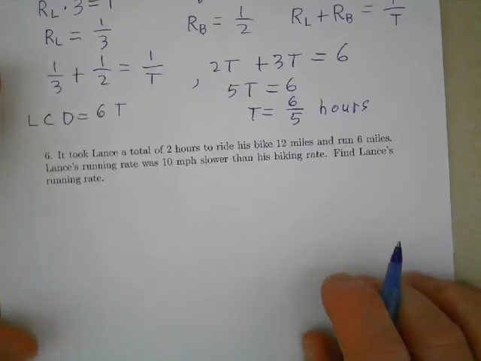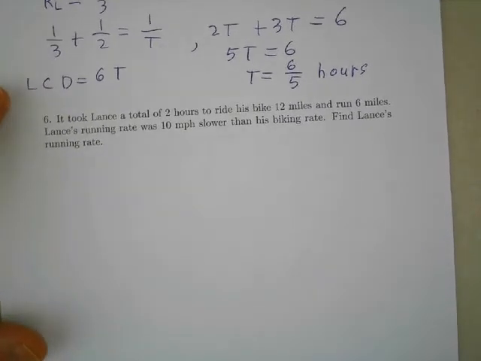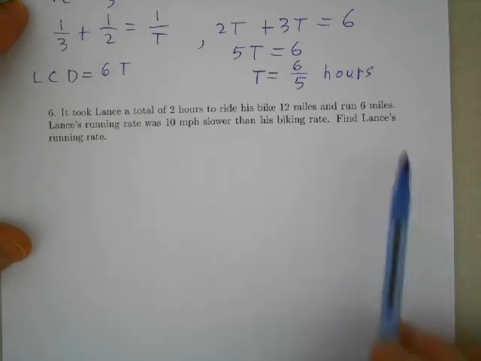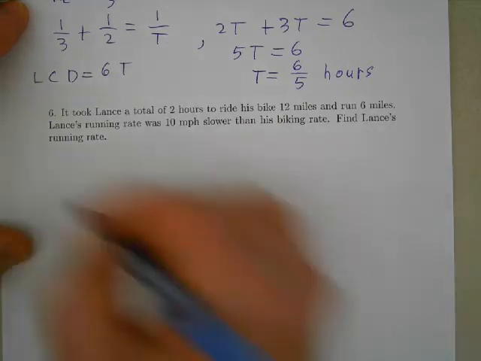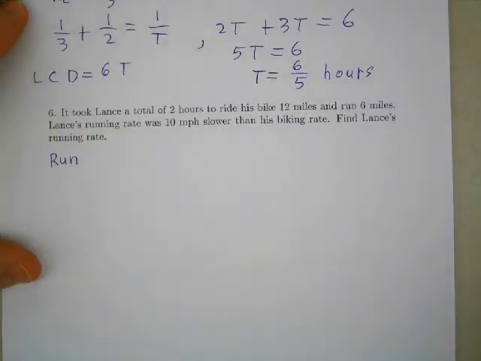Okay, the next problem, number 6. It took Lance a total of 2 hours to ride his bike 12 miles and run 6 miles. Lance's running rate was 10 miles per hour slower than his biking rate. Find Lance's running rate. Okay, so this is a uniform motion problem. The equations will have the form rate times time equals distance.